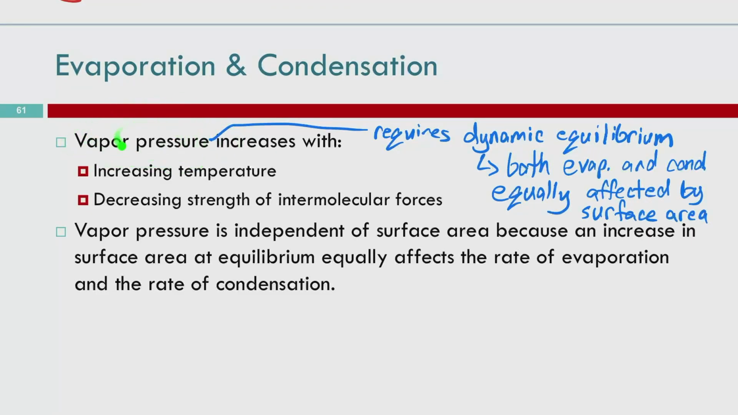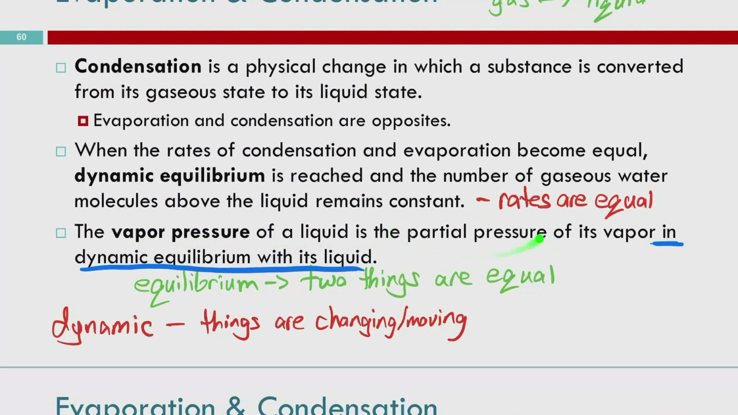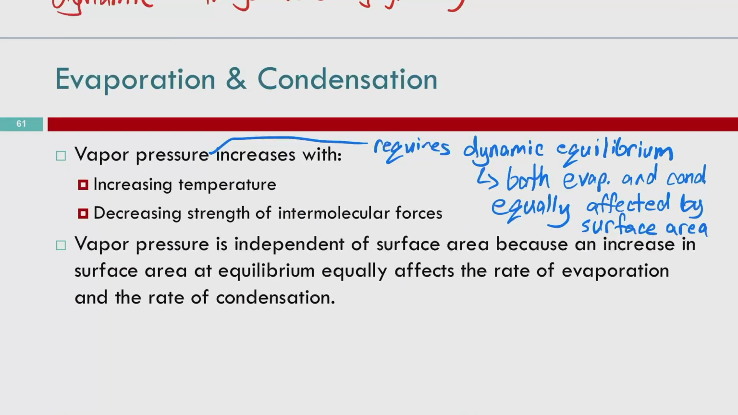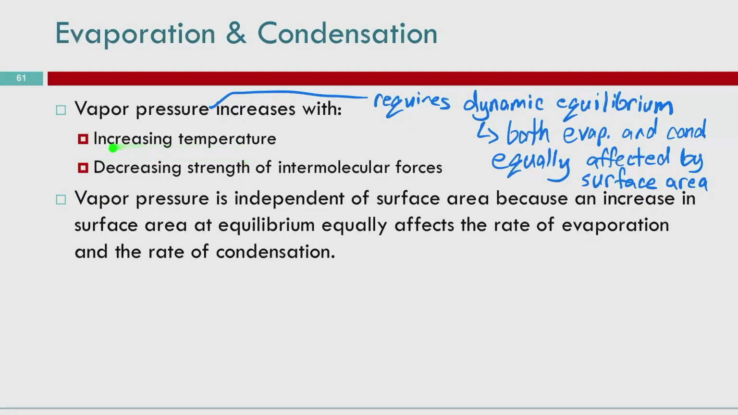Vapor pressure is the partial pressure of the vapor in dynamic equilibrium with its liquid. The reason that dynamic equilibrium part is important is because the rates of evaporation and condensation are the same, and so we cut out surface area. Surface area increases vaporization, but it also increases condensation. Since it's affected equally, we cut out the things that change our vapor pressure. So vapor pressure just increases with increasing temperature.